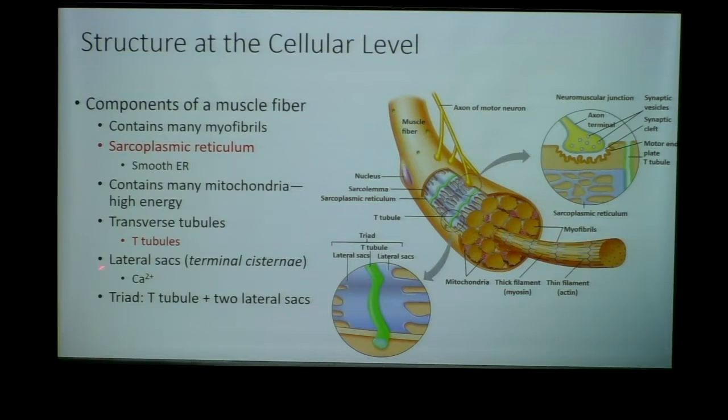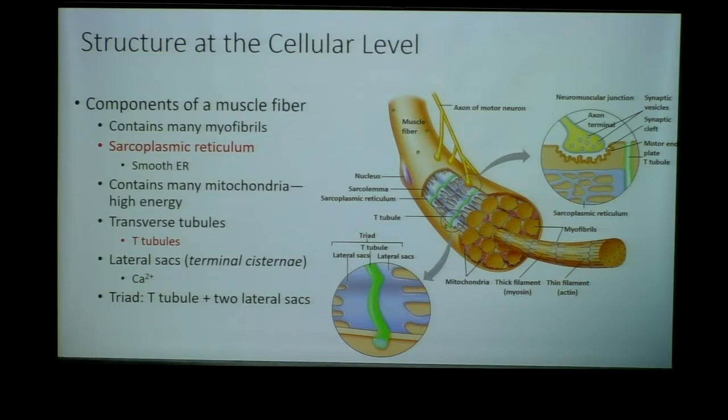Now, there are also these terminal cisternae, and the terminal cisternae or lateral sacs are these areas of the sarcoplasmic reticulum that are adjacent to the T-tubules. All right, so understand that the sarcoplasmic reticulum, which is this blue structure here, is doing just what it does, again, in a traditional cell. It's storing calcium, and so having it closely related to the T-tubules is going to be really important with coordinating that membrane potential change and calcium release from the sarcoplasmic reticulum.